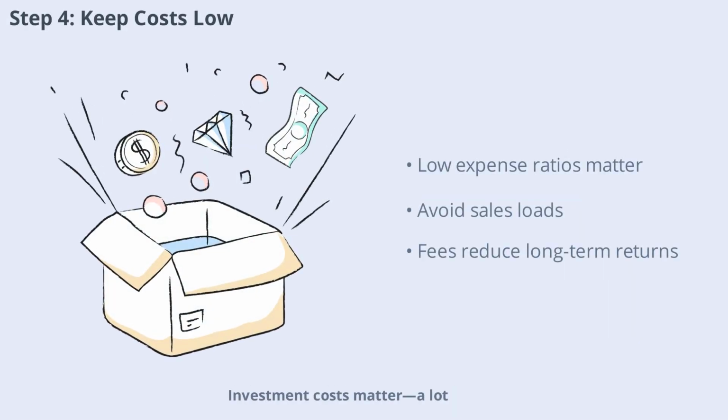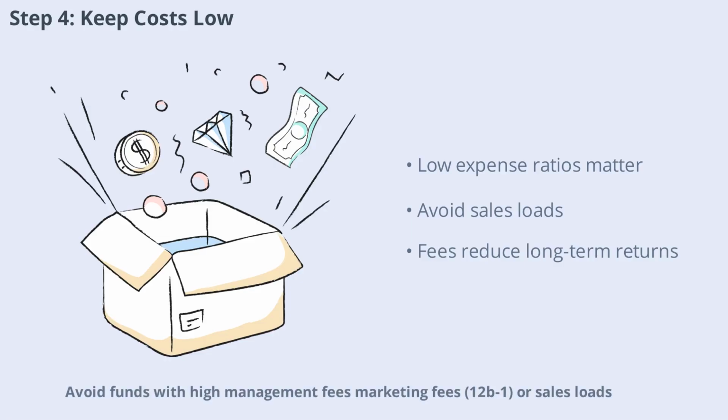Investment costs matter a lot. Every dollar you pay in fees is a dollar less working for your future. Look for mutual funds with low expense ratios, ideally under 0.2%. Avoid funds with high management fees, marketing fees, 12b-1 fees, or sales loads. Over time, even a 1% difference in fees can cut your wealth in half. The best predictor of future mutual fund performance is low cost, so make this a top priority when choosing funds.